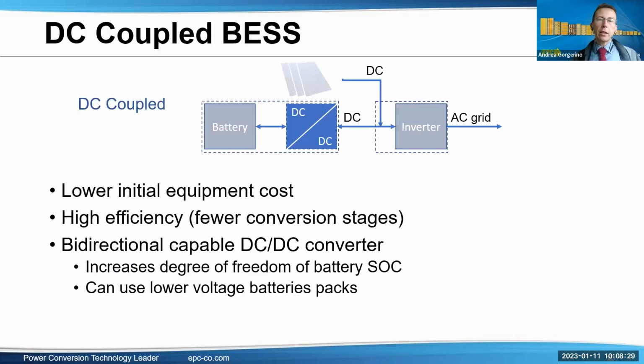So what does that mean? For a DC coupled system, the advantage is it has a lower initial equipment cost. You only have this one bidirectional DC-DC converter, so fewer additional things to add, which also means higher efficiency since you have fewer conversion stages. The DC-DC converter is a bidirectional capable DC-DC converter, of course. What it allows you to do is basically to handle the battery state of charge with more degrees of freedom, which also means you can use lower voltage battery packs. And this can be useful, for example, to reduce the cost of the battery pack system.